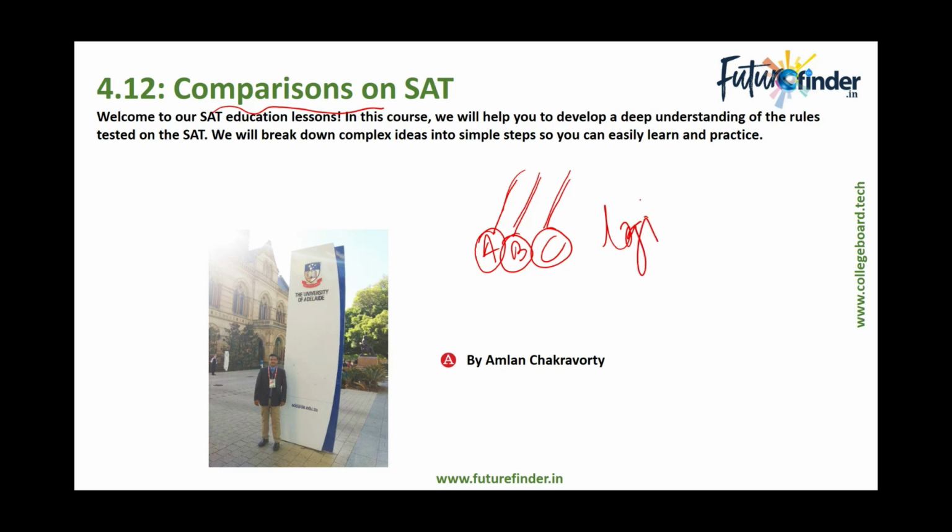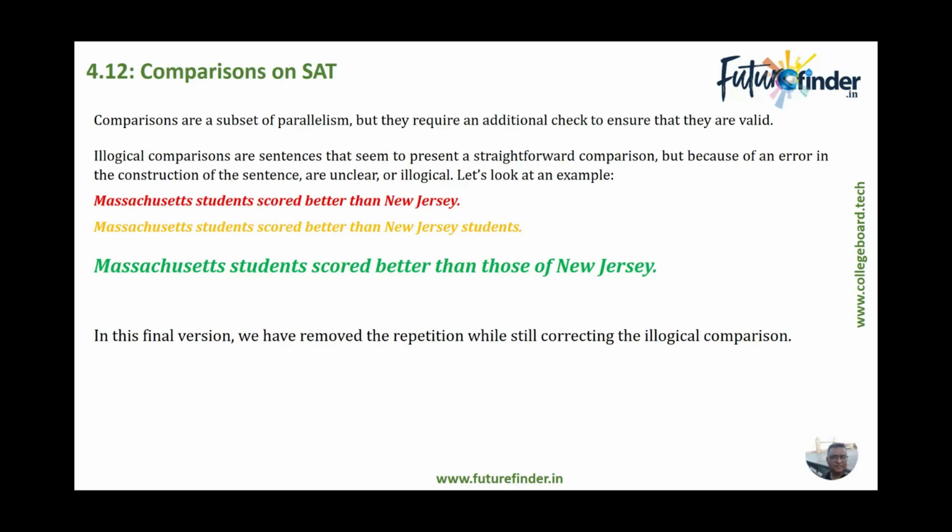So we have to find out whether these subsets are logical or illogical. How do we do that? Let's understand this. Comparisons are subsets of parallelism, and they require an additional check. Let's look at this sentence, for example.